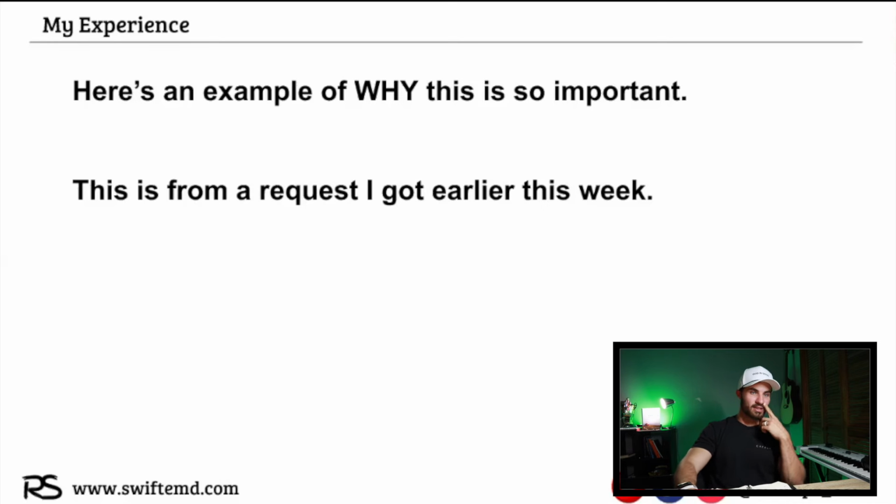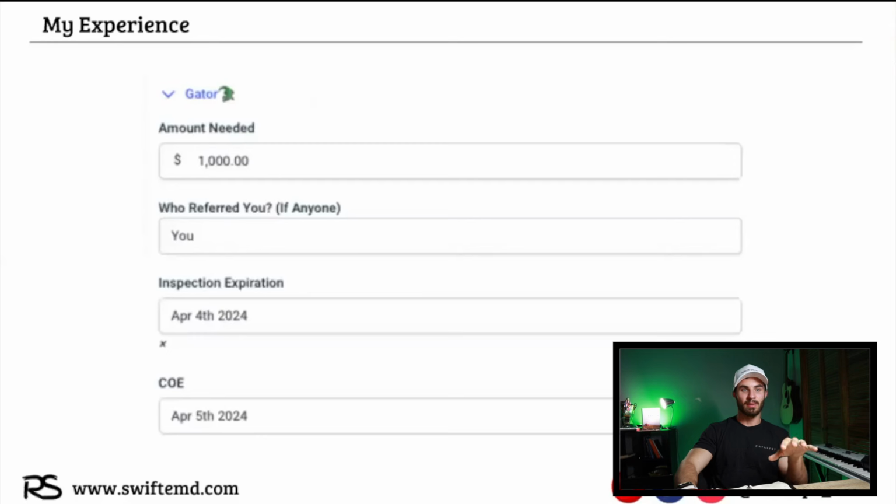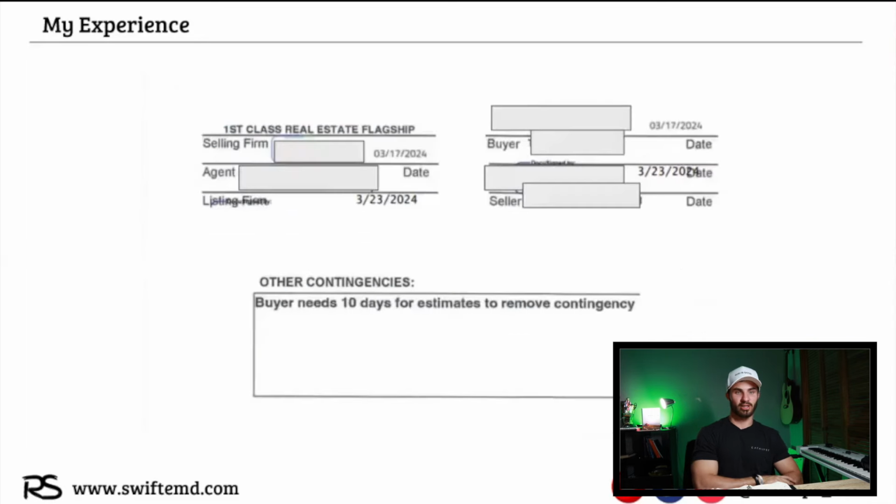So this is my button leads account. You can see in the Gators section, the amount needed was $1,000. So they requested $1,000. It looks like nobody referred them. And then you see the 2 important things I talk about: inspection and COE, close of escrow. Okay. So let's take note of what we see here. April 4th is the inspection expiration. Close of escrow, April 5th. Cool. We don't need to dig any further into that.